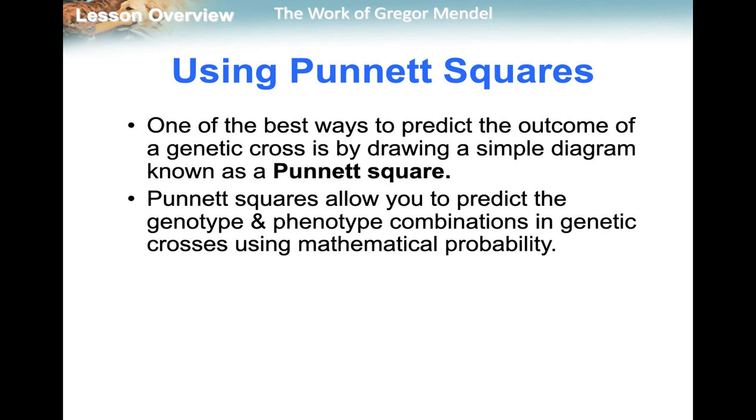What we can use in order to predict that likely outcome is something called a Punnett square. This is one way to predict what the outcome of certain genetic crosses would be. It is a simple diagram. It is 4 squares. And what this does is this allows us to predict the genotypes and phenotypes of certain genetic crosses and gives us the mathematical probability of those outcomes.